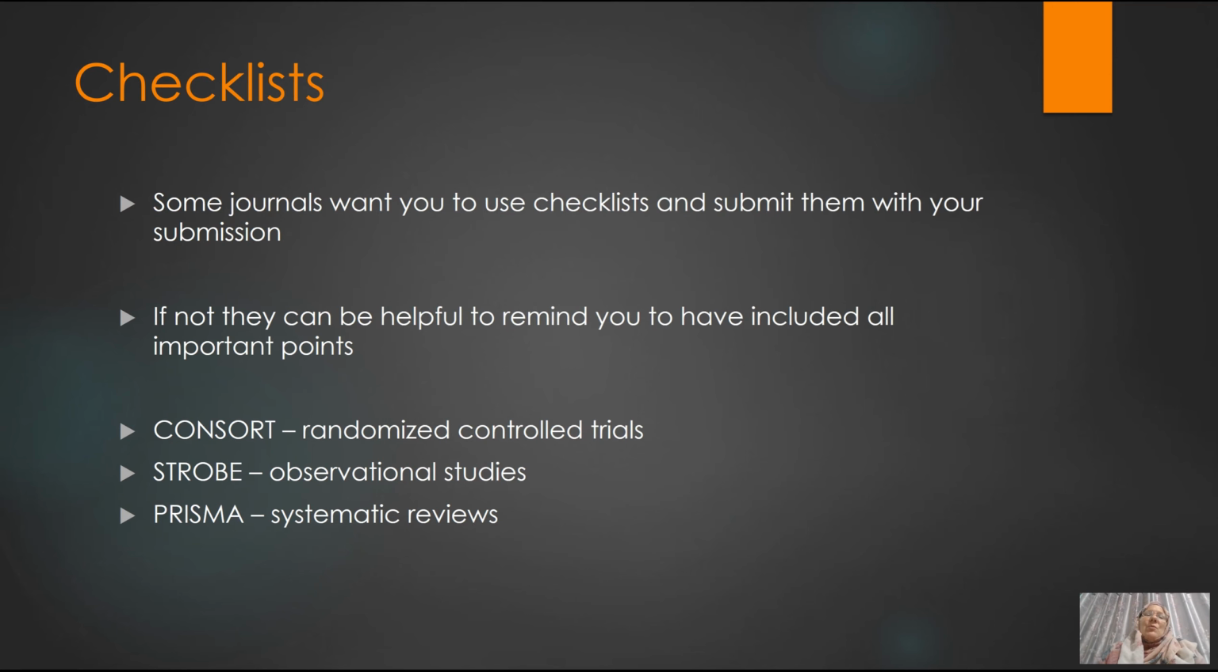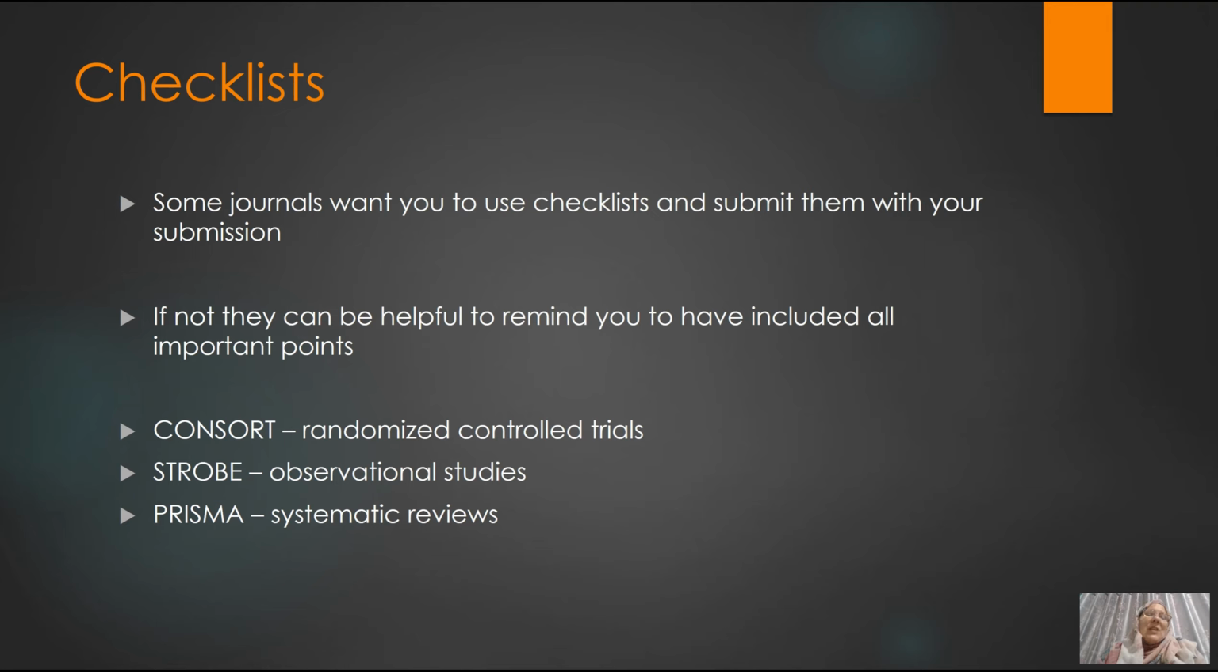Some journals want you to use checklists and submit them with your submission. Even if your journal does not require you to submit a completed checklist, it is often a very good idea to use these checklists. They help remind you what has to be included in what type of article, depending on the type of study and the study design you have employed. There are many different checklists, and all journals will have a copy of them in their submission for authors section.